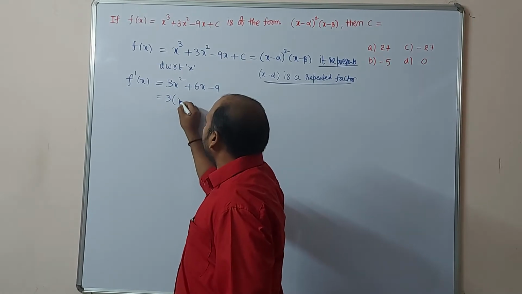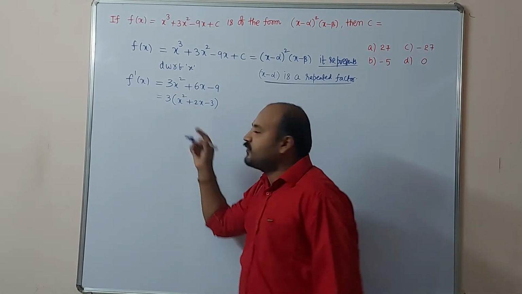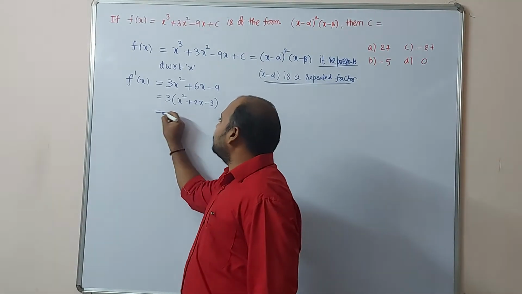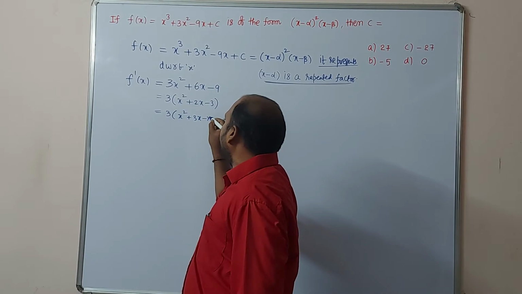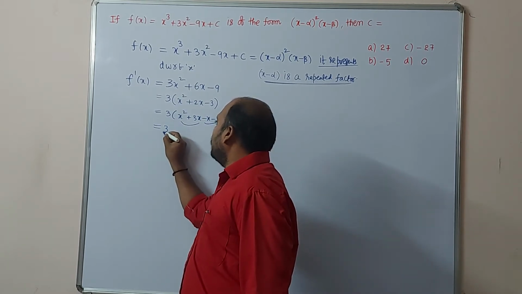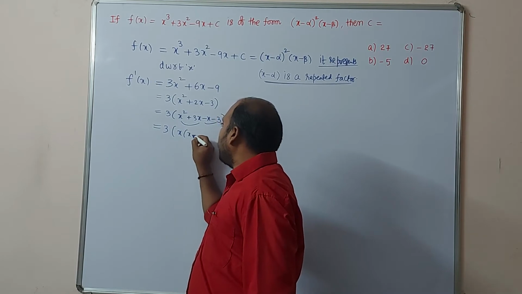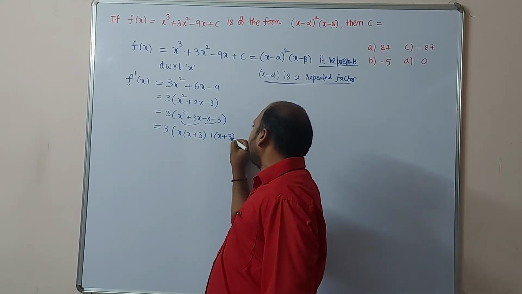Take 3 common throughout this: x square plus 2x minus 3. Find out the factors for this. So that is equal to 3 times (x square plus 3x minus x minus 3). So 3 into (x plus 3) minus 1 into (x plus 3).